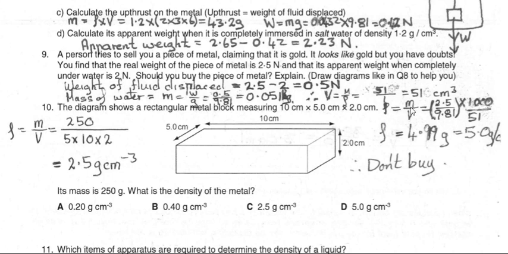Then the density is the mass divided by the volume. This is now the density of the metal object that we're trying to work out: mass divided by the volume. The mass of the object is 2.5 divided by 9.81, because this is the weight, right? So you've got to divide it through by 9.81 to get the mass. So this in brackets is now the mass.